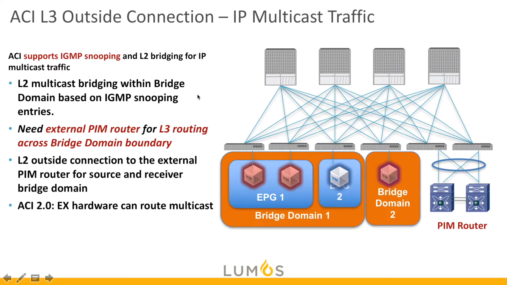ACI supports IGMP snooping for layer 2 bridging for IP multicast traffic. So typically ACI will not route multicast. So we use IGMP snooping. Normally we'll need an external PIM router for layer 3 routing across the bridge domain boundary. However, as of ACI 2.0, any of the EX hardware is capable of routing multicast now. So there is the ability to route multicast, but you have to use the EX hardware. So that's the 93180 EX and the 93106 or 108.